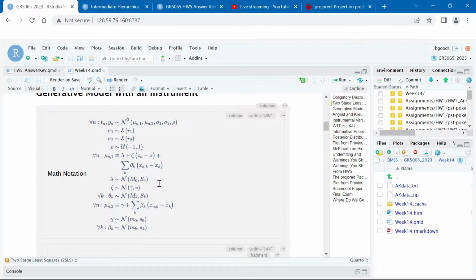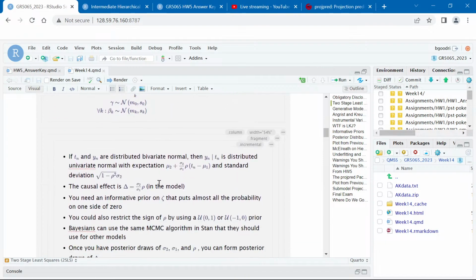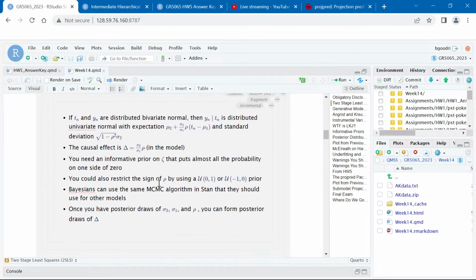And you might look at something like this and say, well, okay, it's essentially doing twice what we've already done once, many times over the course of the semester, but where's the estimate of the treatment effect? How do I get a causal estimate out of something like this? And that follows from the generative model that I put up there.